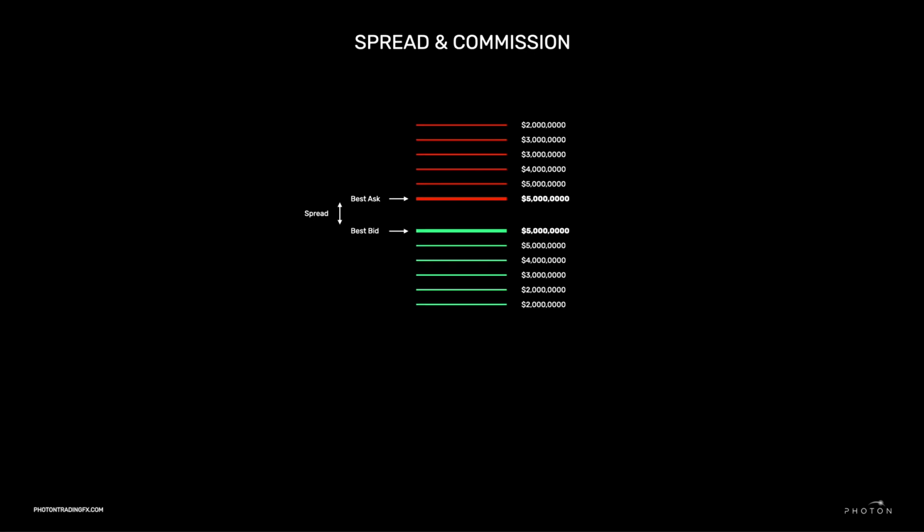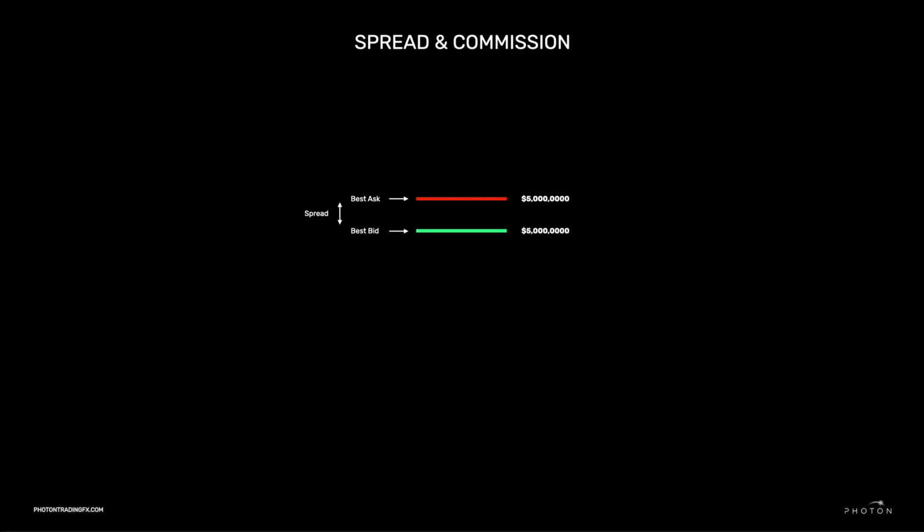Now, we do not view the full depth of the order book. Instead, our broker will just show us the current best market bid and ask price. And the difference between both of those is the spread. Now, the primary way brokers make their money in the Forex market is on the spreads of currency pairs. So it's wise to develop a solid understanding of spreads.